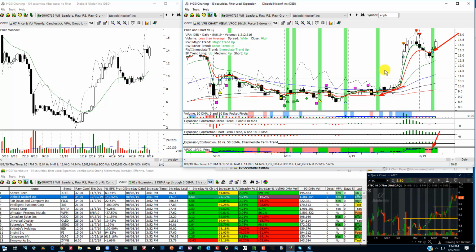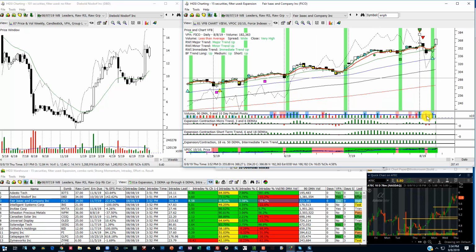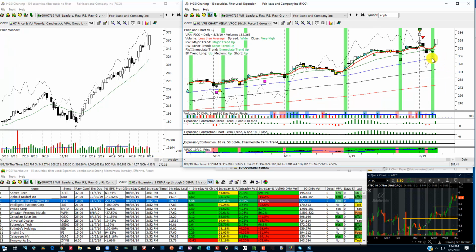So every time a green bar is appearing here, it means the 3 went up through the 6. This is what's so nice about this visual filter backtest chart. It shows you where it happened previously. Let's look at Fair Isaac here. Look at this. That's a very expensive stock, but the 3 went up through the 6, and it gapped open today, and a nice move up if you have that kind of capital.